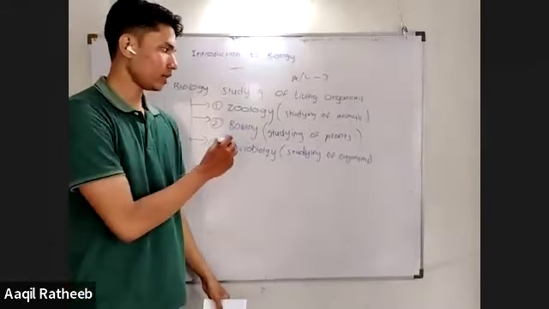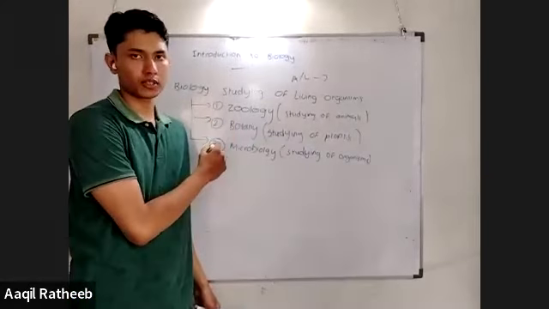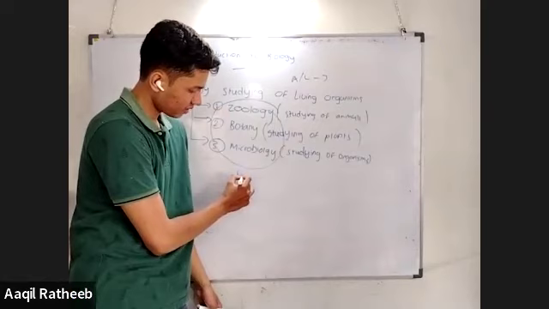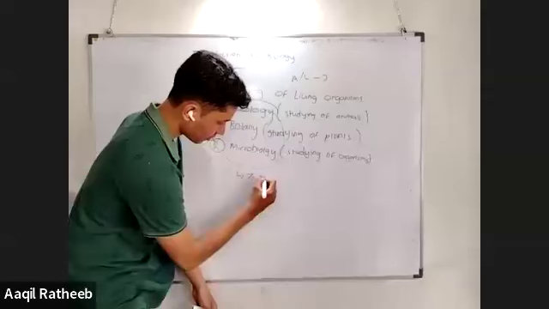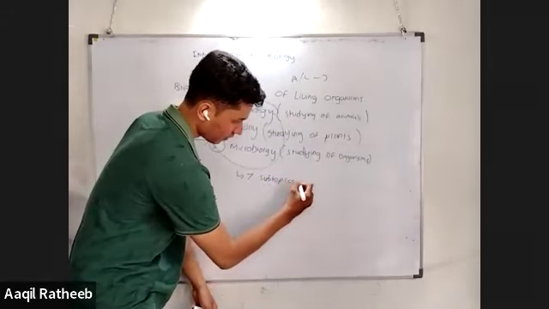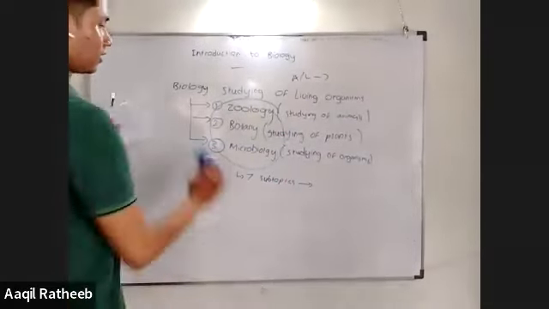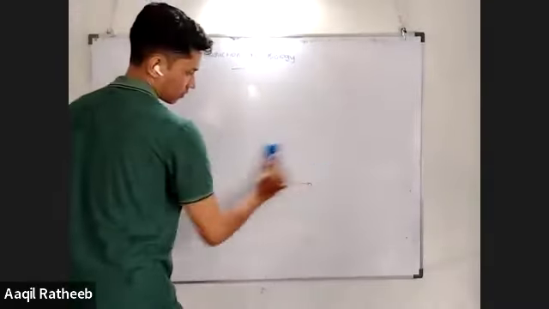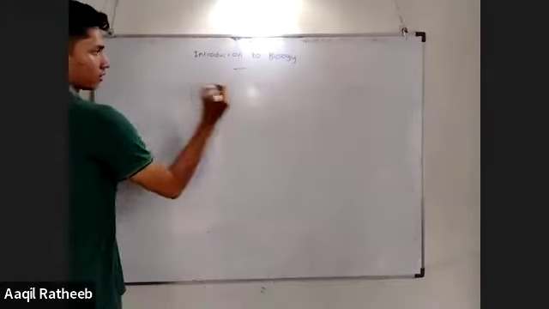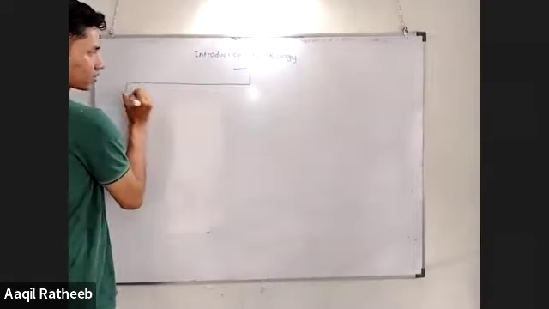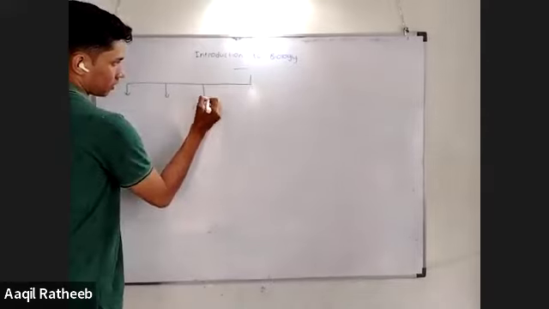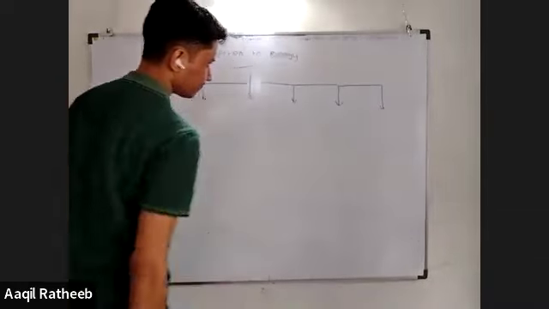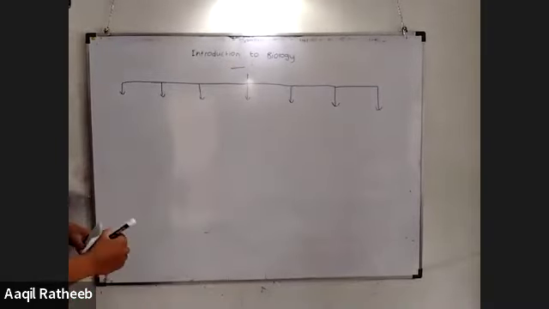Now, to make it easy to study, we divide biology into three subtopics. These three topics are also divided into seven subtopics. Again, why? To make it easy to study. We divide it into seven: one, two, three, four, five, six, seven.